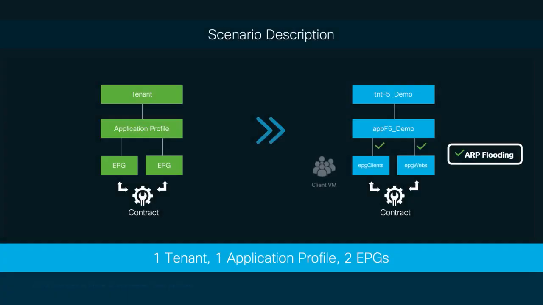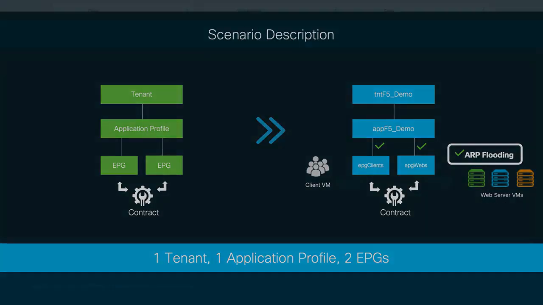The client VM is assigned to the EPG Clients, which uses the 192.168.1.0 subnet, and the web server VMs are assigned to the EPG Web Servers, which use the 172.16.0.0 subnet. Are you ready? Let's begin our configuration then.